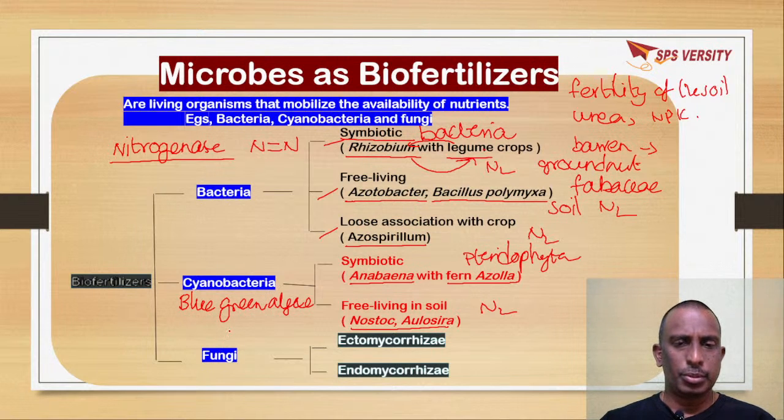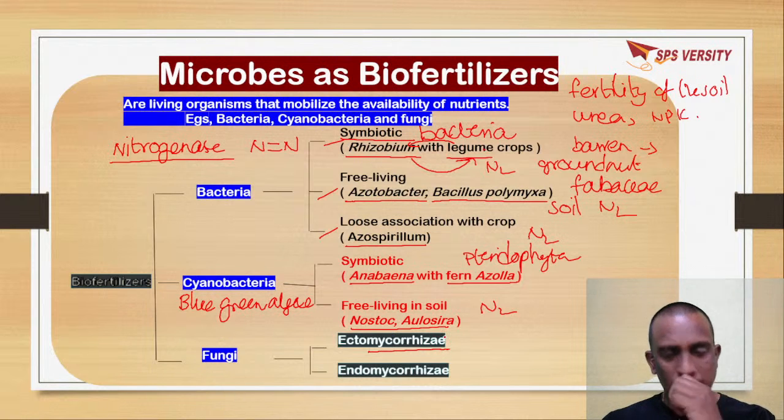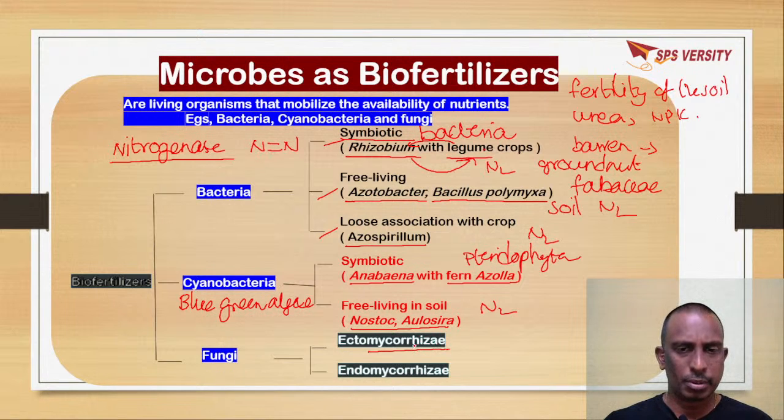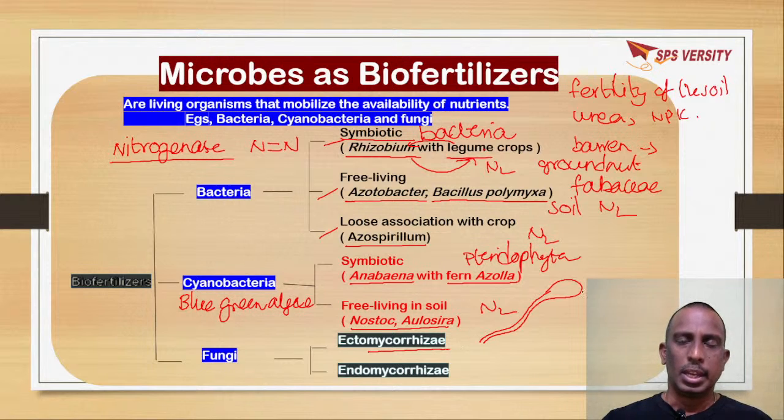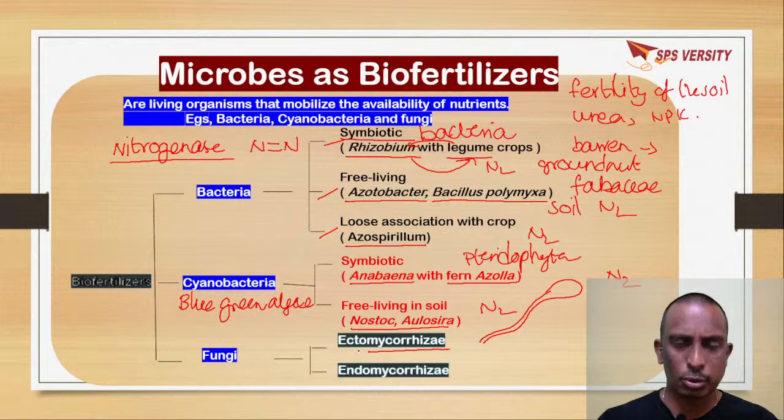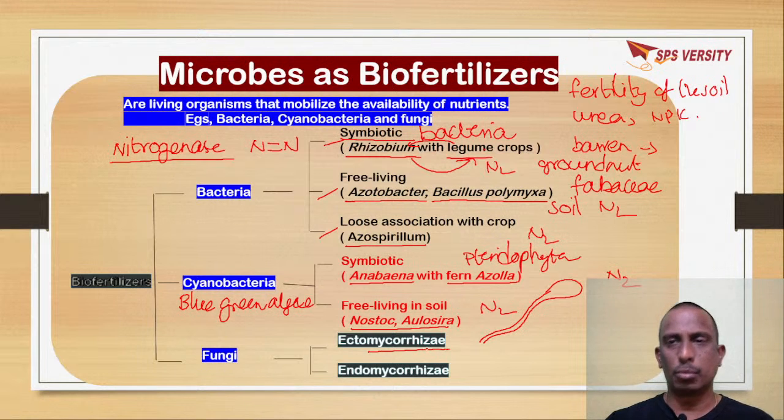Even fungi are associated with plants. That association of the fungi and the plants is called mycorrhizae. In the mycorrhizae association, the fungi enters into the plant body. The fungi will get nutrients from the plant, and the fungi will give fixed nitrogen to the plants. In mycorrhizae there are two types, ectomycorrhizae and endomycorrhizae.